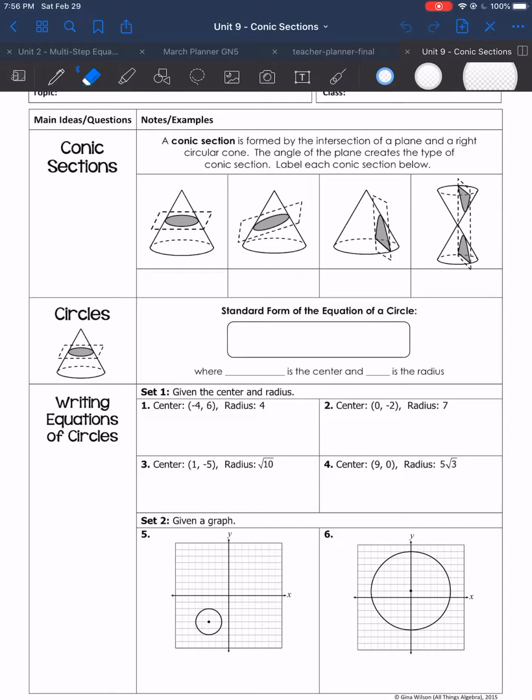The first one is a circle. The second one we call an ellipse. The third one is a parabola. And then the last one, with two cones stacked on top of each other, we call that a hyperbola.